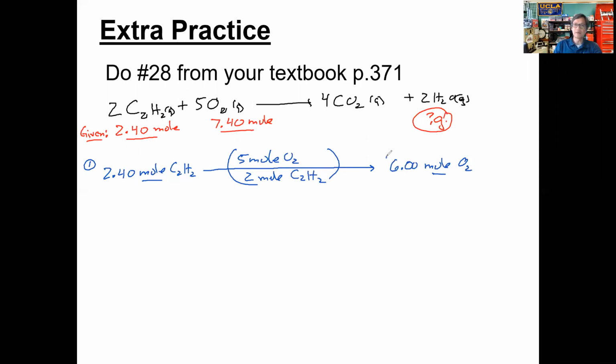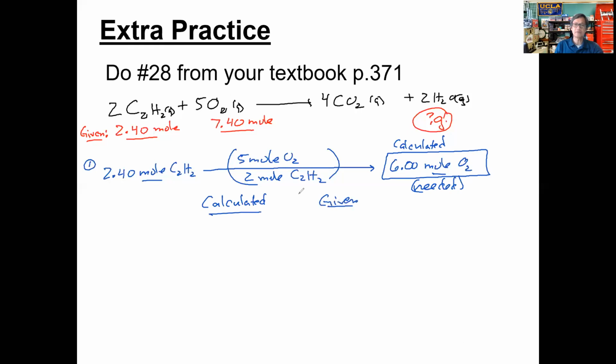Now again, remember, folks, this is our calculated value, which means this is the amount of oxygen needed, not to produce water, but to use up, to consume all 2.40 moles of C2H2. So the question then is, are we given enough? Remember, we're going to compare our calculated value to the given value.